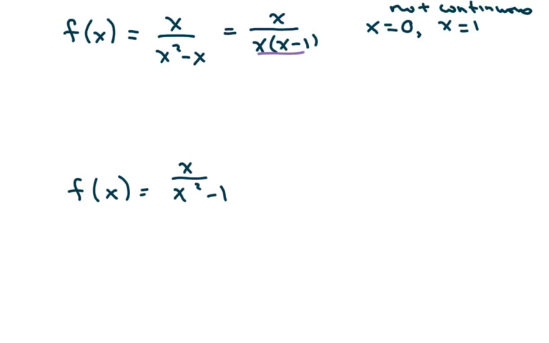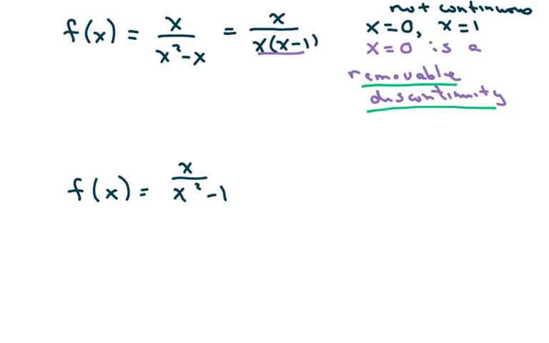And also, on this one, x equals 0 is a removable discontinuity. That means that when you're graphing it, it has that hole. The reason it's a removable discontinuity is because this can cancel and you would get 1. But the 1 doesn't cancel out.